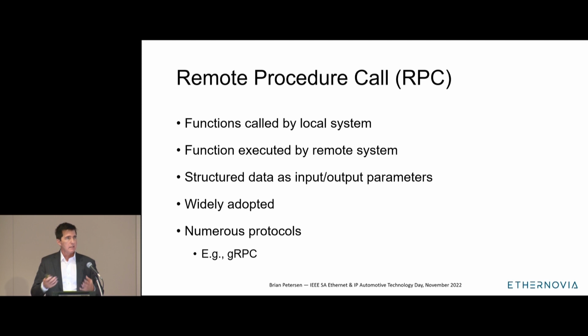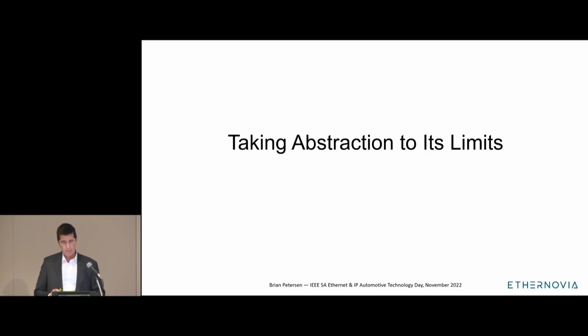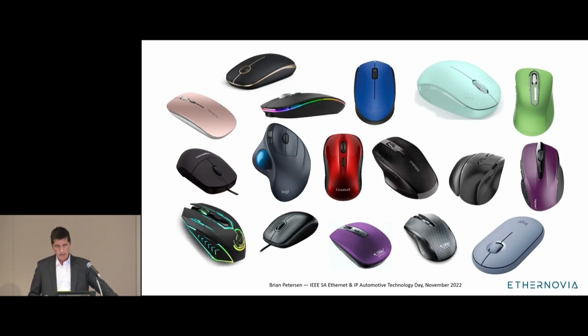RPC is a widely adopted solution for scaling huge systems, and there are numerous protocols available from which we can choose. Just one example is Google's gRPC. Now let's imagine what's possible if we take abstraction to its limits. Perhaps USB points the way.